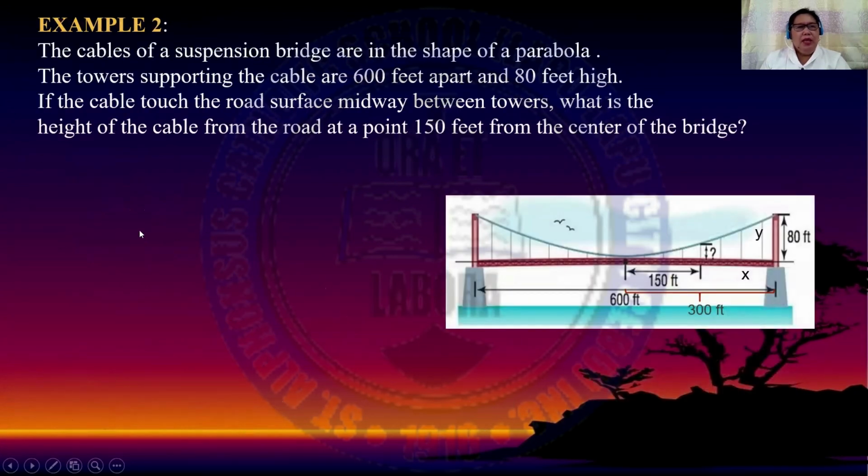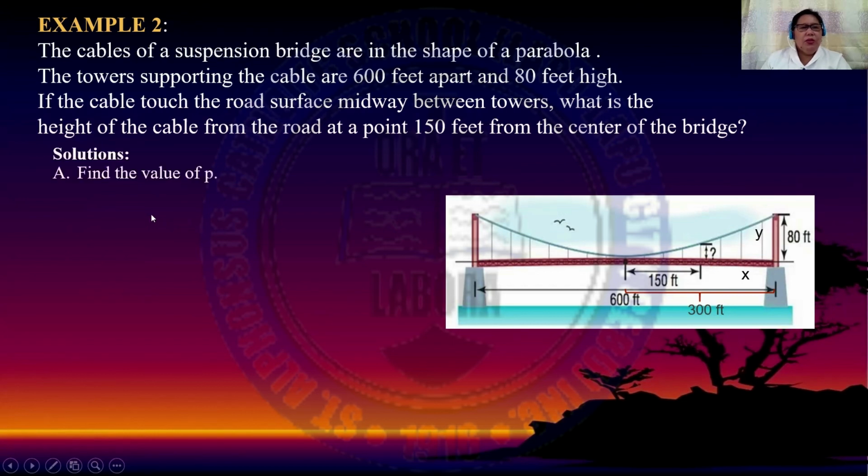Example 2. The cables of a suspension bridge are in the shape of a parabola. The towers supporting the cable are 600 feet apart and 80 feet high. If the cable touches the road surface midway between towers, what is the height of the cable from the road at a point 150 feet from the center of the bridge? So this is the illustration. The height is 80 feet. The distance from here to here is 600. So half of this is 300. So from here to here is 150 feet. And we need to find the length of this portion.